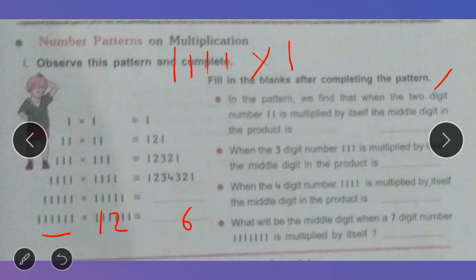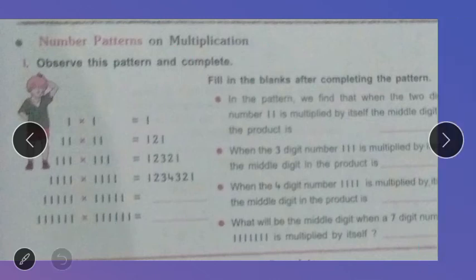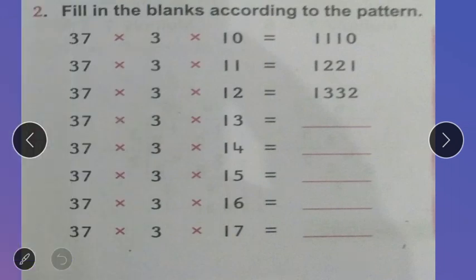What will be the middle digit when a 7-digit number is multiplied by itself? This is a 7-digit number, 7 times 1. So what will be the middle number? 7 only. Clear? So this you have to do in your copy. Okay. Now next question. Question number 2 given on page number 55.